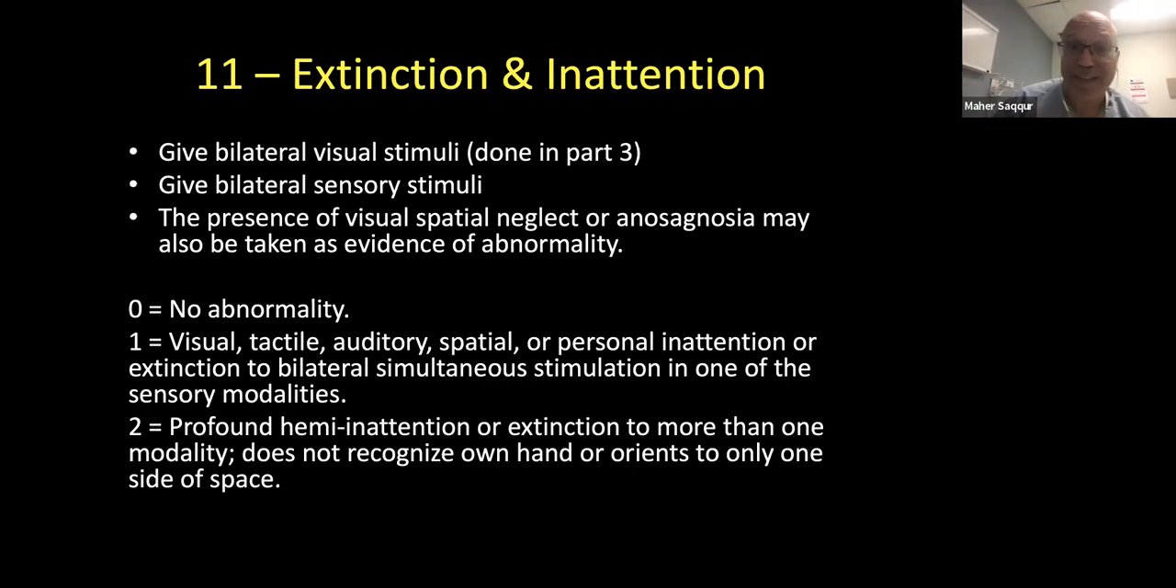Presence of visual, tactile, or auditory inattention, which I rarely test, I give them 1. Where they have a profound neglect, for example, looking severely to the right side and not aware of anything on the left side of their body, then I will give them 2. So it will be 0, 1, or 2 by doing double stimulation, sensory or visual. I usually do visual and sensory.